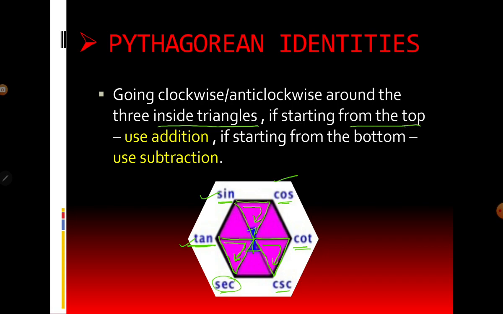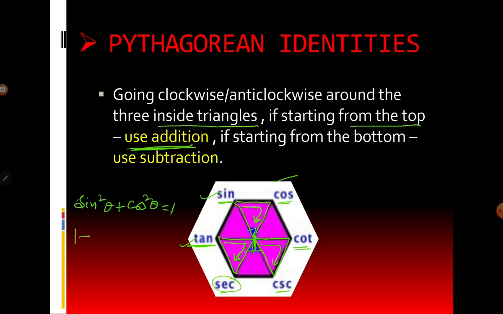If starting from top, we'll use addition. Now I am going from top to down, so we'll use addition. How? I am starting from here, going this way and coming down. Then I'll write sine square theta plus cos square theta equals 1. Now come to this second triangle. Again, starting from top, I'm going from here, starting this side, then coming down.